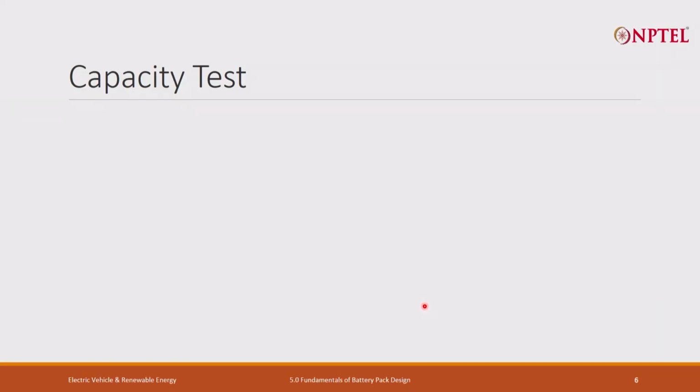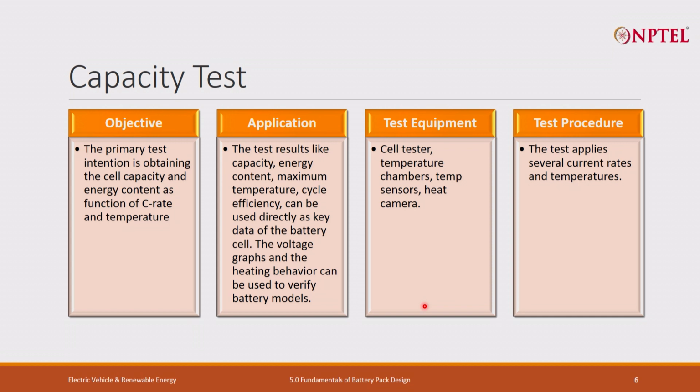We cannot go through all the tests, so we will mostly see the basic tests which are done for the cell. First is the capacity test. The primary intention of this test is to obtain the energy content as a function of C rate and temperature. When we saw the data sheet of the cell which says 2600 mAh, it specifies the C rate and also the temperature.